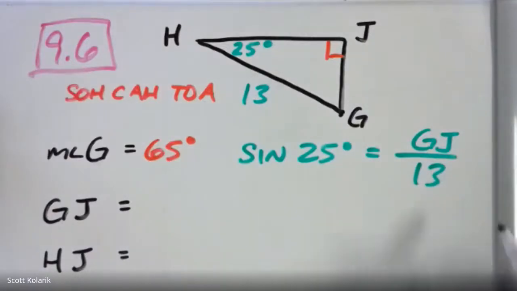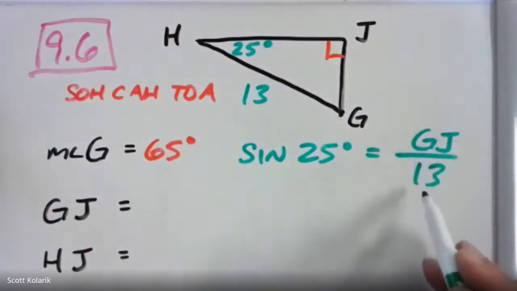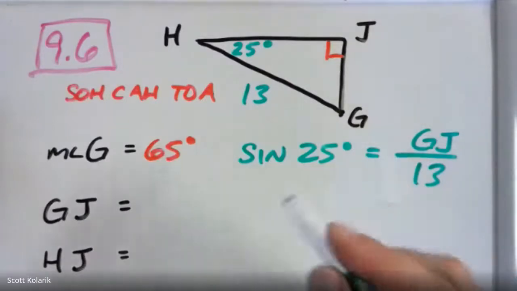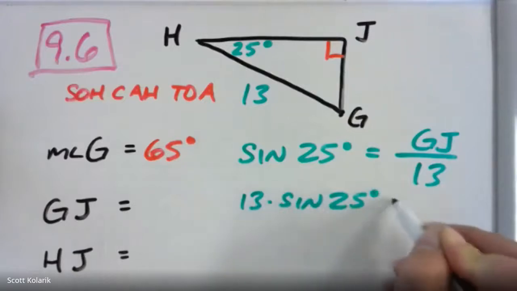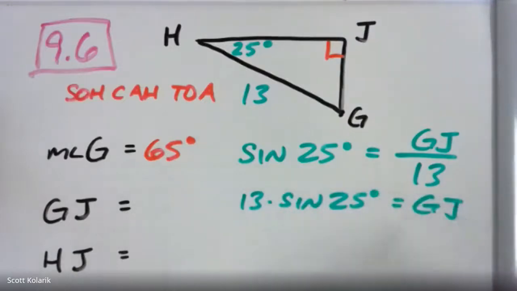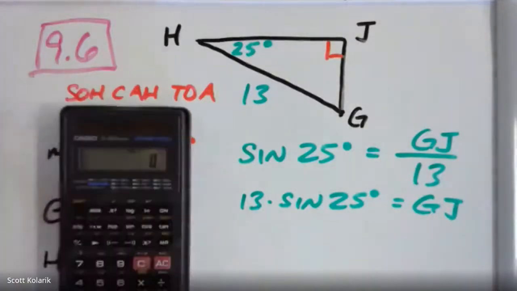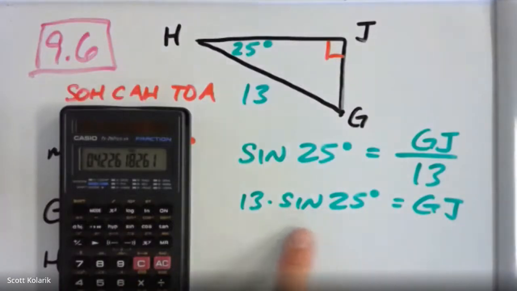Great. And so now to solve for this missing piece, I need to move this 13 by multiplication to the other side. I'm going to get 13 times the sine of 25 degrees is equal to side GJ. That can all be done on a calculator, or a computer for that matter. But I would start with the sine of 25 degrees. Gives me this ungodly decimal. Just don't forget to multiply it by that denominator that I moved out front.